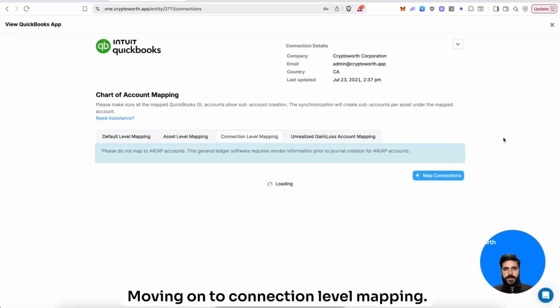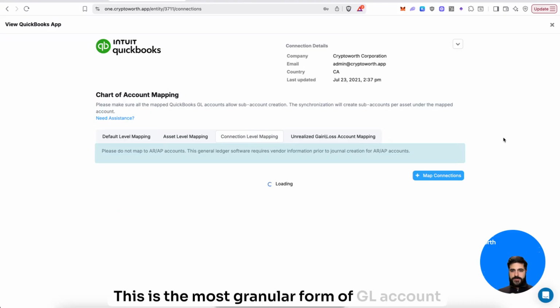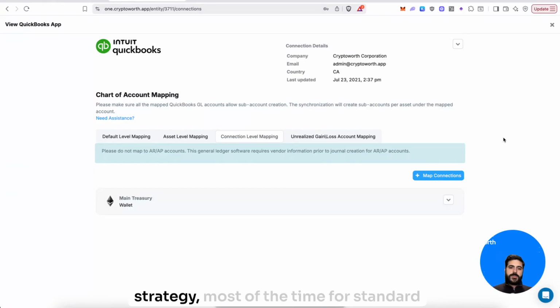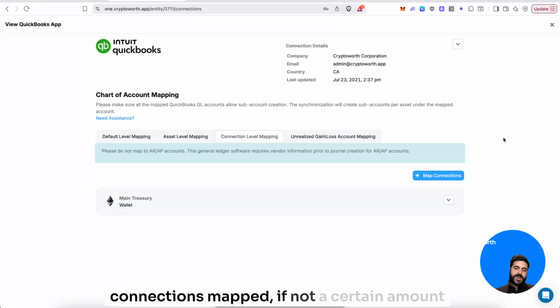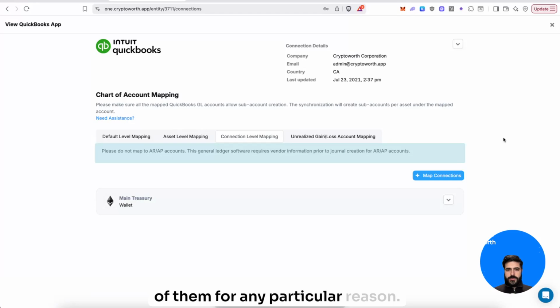Moving on to connection level mapping. This is the most granular form of GL account mapping that you can have. Now, what's important to keep in mind with connection level mapping is if you take this strategy, most of the time for standard practice, you would typically have all your connections mapped, if not a certain amount of them for any particular reason. But if you want to do cost basis by connection and synchronize cost basis by connection into your external general ledger software like QuickBooks, Xero, NetSuite, etc., then you want to have all your connections mapped at the connection level, including exchanges and wallets. So this is a very important distinction.